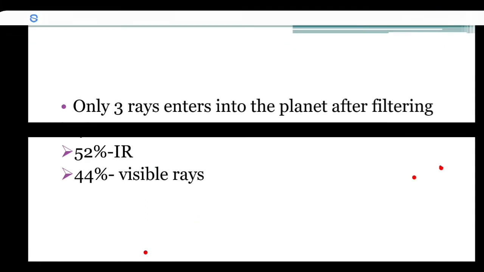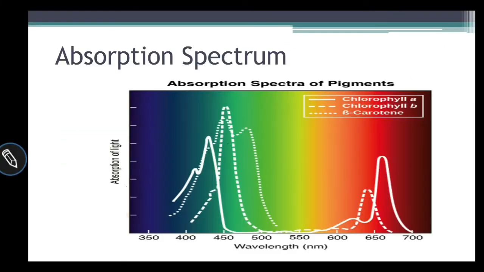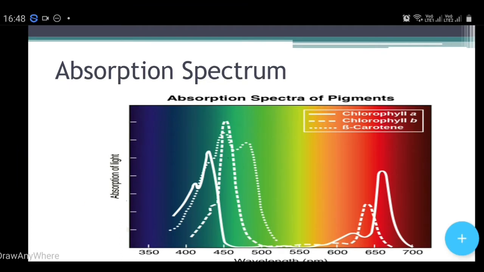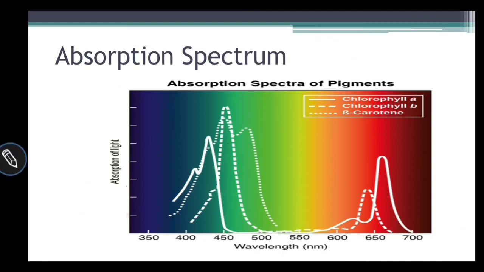Now in this lesson, we are going to learn about two spectrums, that is the absorption spectrum and the action spectrum. So what is the absorption spectrum? The absorption spectrum helps us to learn which pigment absorbs which wavelength, and it is obtained by using a spectrophotometer. If we observe this graph, on the y-axis we have taken absorption of light and on the x-axis we have taken the range, that is wavelength.